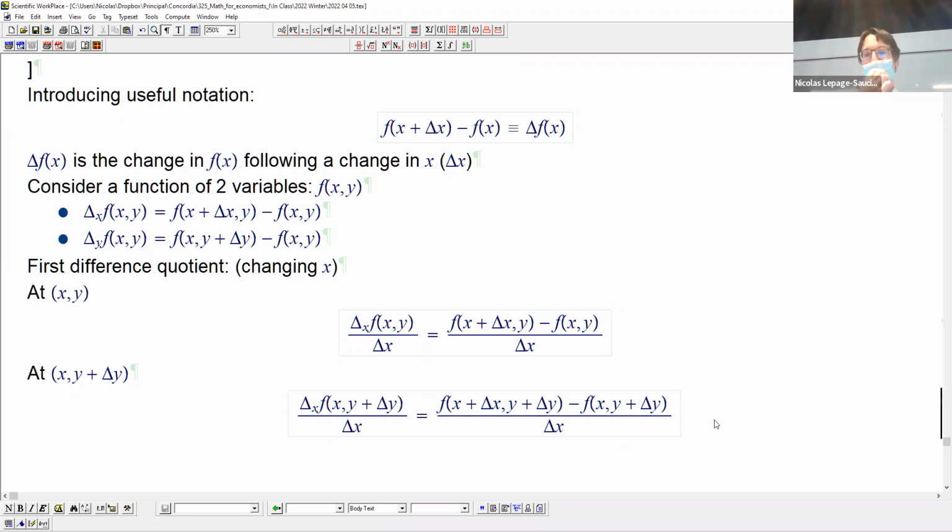And now with this, I can evaluate the second difference quotient. So now I care about not the change in f following a change in x, but the change in x following a change in y. So that's the cross difference. So I'm interested in the difference of the difference. And by the way, in statistics or in econometrics, if you continue, you're going to see this difference in difference. So that's a useful concept. So second, mixed difference.